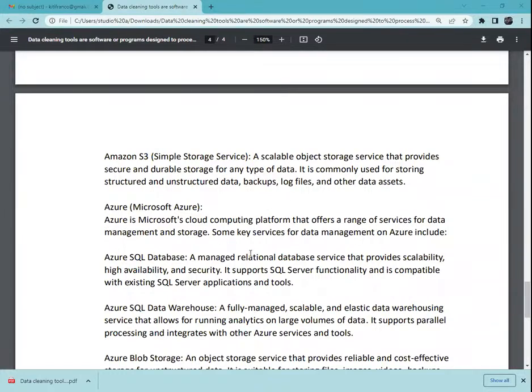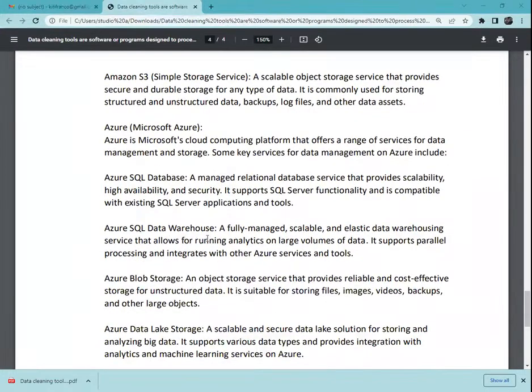Azure is Microsoft's cloud computing platform that offers a range of services for data management and storage. Some key services for data management on Azure include Azure SQL Database, the concept of, again, relational DBs, a managed relational database service that provides scalability, high availability, and security. It supports SQL Server functionality and is compatible with existing SQL Server applications and tools. We have Azure SQL Data Warehouse. This is now huge, just like a big store, where you can store anything that you wish to put inside there in terms of data.